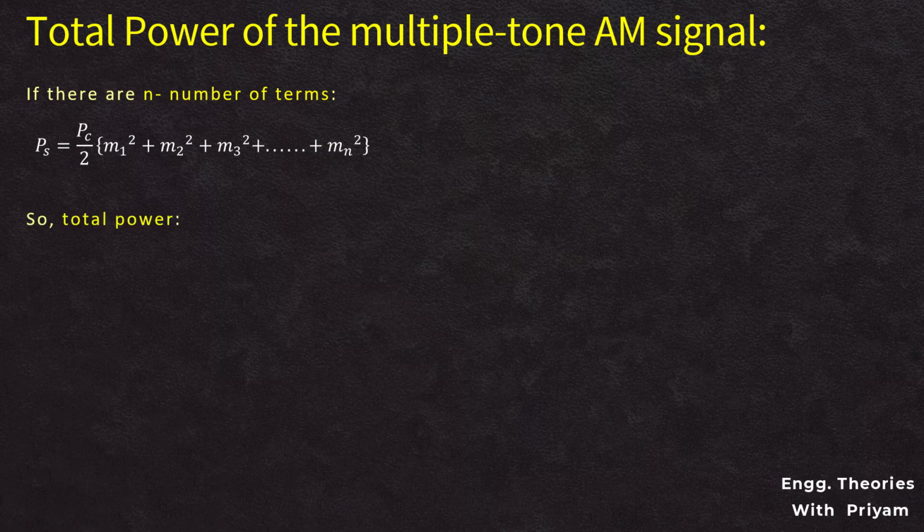Now, the total power of the multiple tone amplitude modulated signal is the sum of carrier power and the sideband power, or P is equal to carrier power PC plus sideband power PS. Replace the sideband power as PC by 2 into m square.